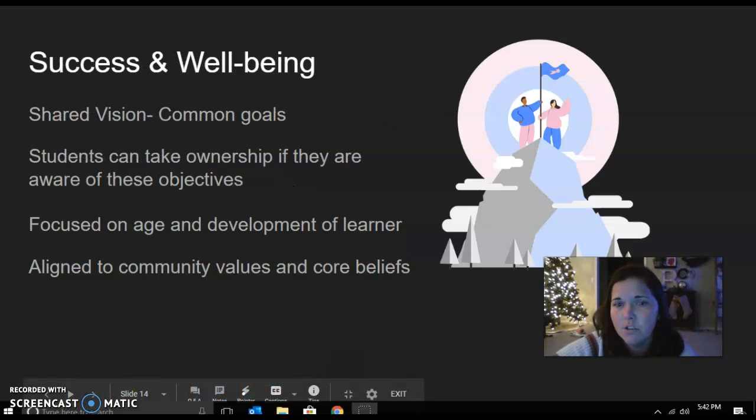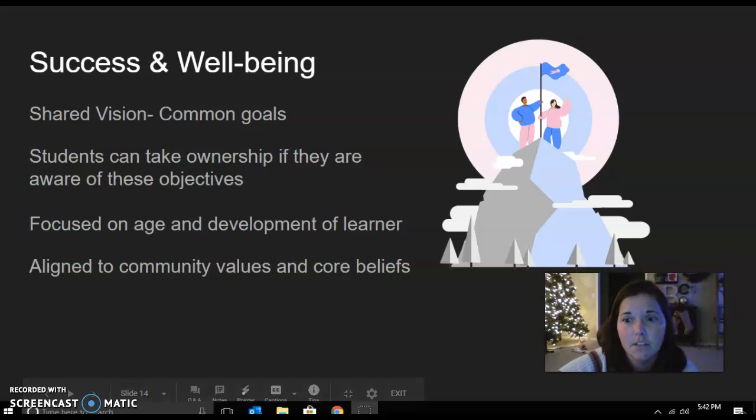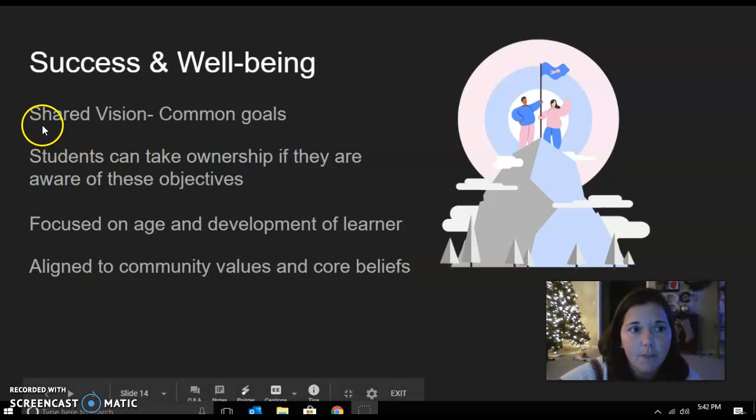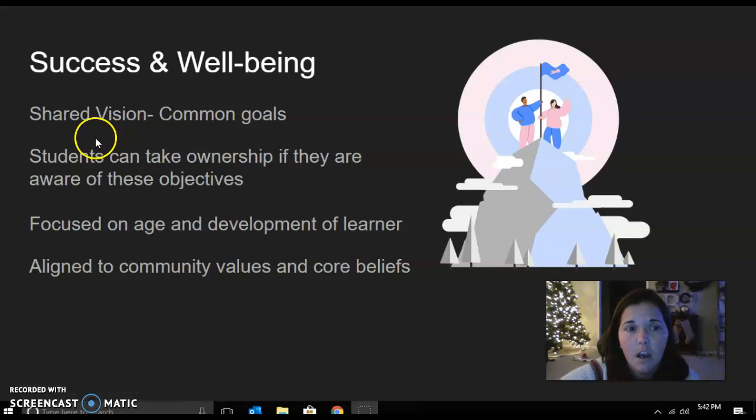Okay, so how do we ensure success and well-being? Or how do mission statements and vision statements help with this? Definitely, if we have a shared vision and common goals, we're more likely to have success and well-being across the board. Another thing I read within the resources is that when students are aware of those common goals or shared visions, they're able to take ownership. That's really good for them to even be aware of it. I'd never even thought about the kids being aware of it, but that's a great point.